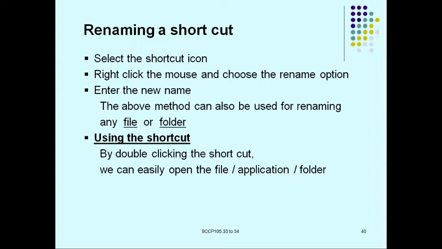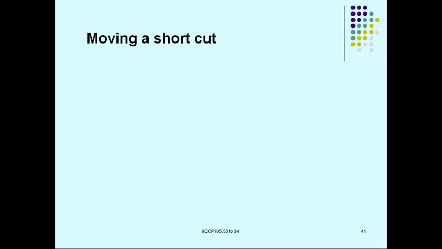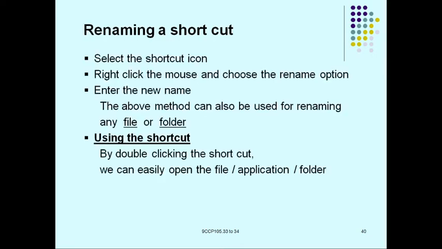Next, using the shortcut. By double clicking the shortcut, we can easily open the file or application or program or folder. So these are the steps for renaming a shortcut. Select the shortcut icon, right click the mouse and choose the rename option. Enter the new name.